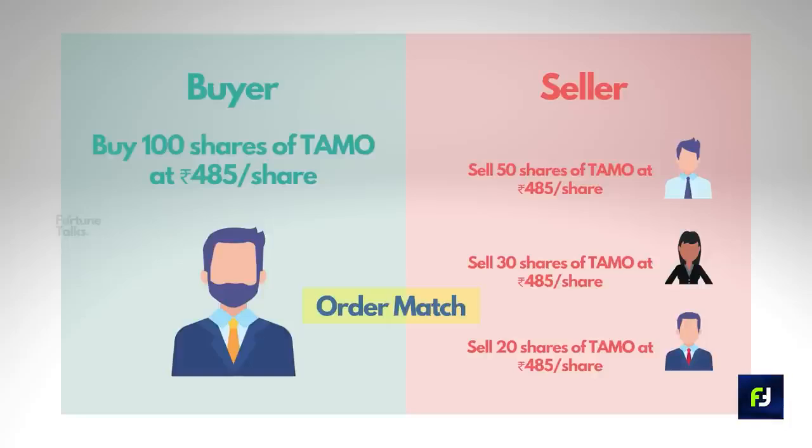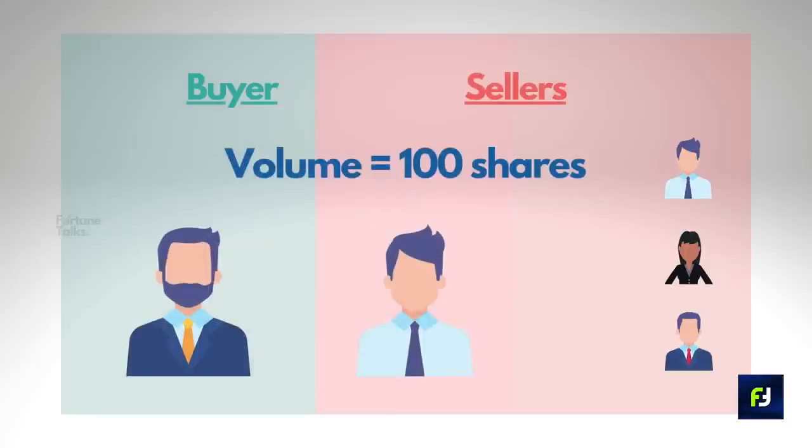That is, let's say one of them has 50 shares, the other one has 30 shares, and the third person has 20 shares to sell at the same price of rupees 485, which will be matched with the buyer. So basically there is a price and quantity match which results in a trade. This means that you and I have together created a volume of 100 shares, or you and the other 3 sellers which we have talked about created a volume of 100 shares, because if you notice, overall 100 shares were transferred from the seller to the buyer.